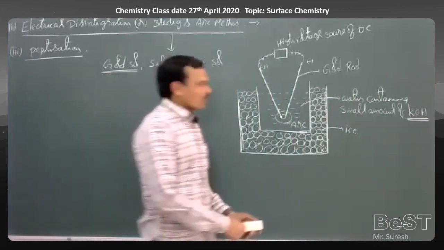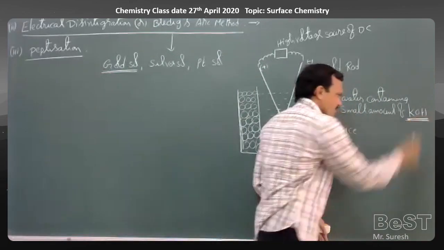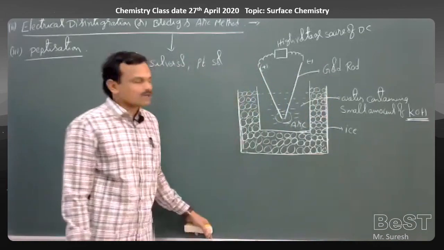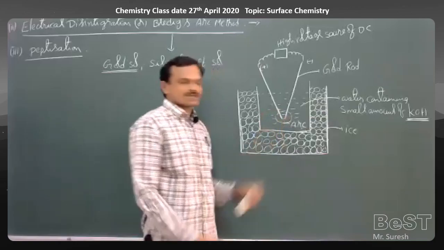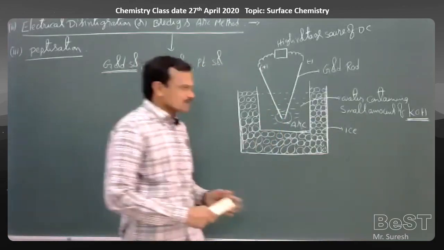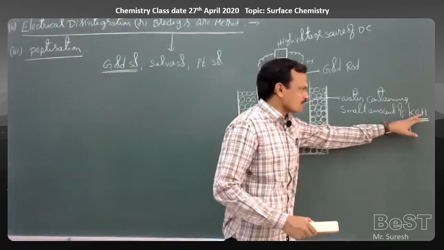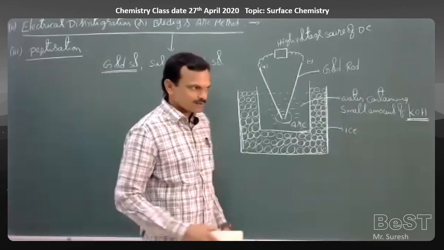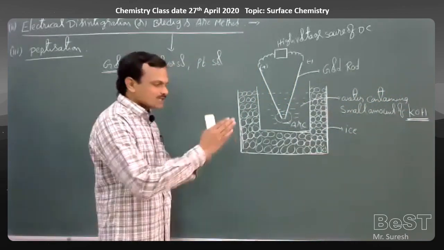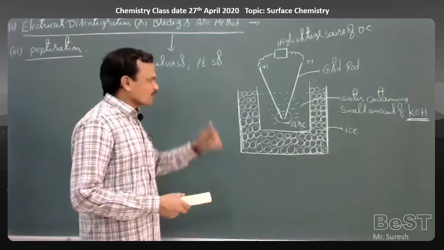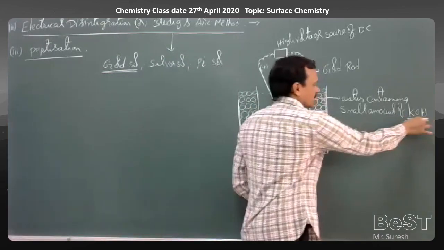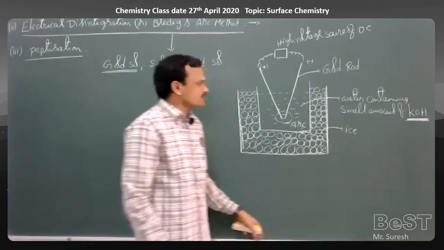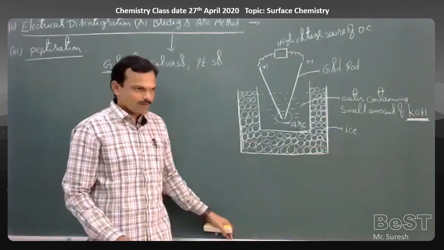Then what is the role of KOH? The role of KOH in this process is that it keeps the gold colloidal solution stable. That means OH⁻ ions get adsorbed on the surface of gold colloidal particles. As a result, the gold colloidal particles repel each other and we can prevent coagulation. So the presence of a small amount of KOH keeps the gold colloidal solution stable.